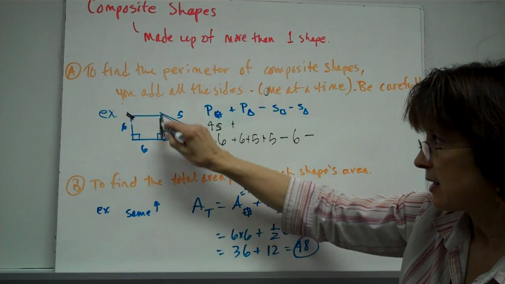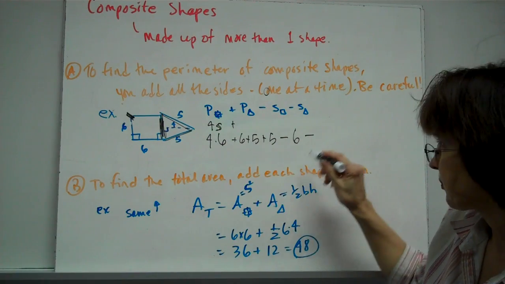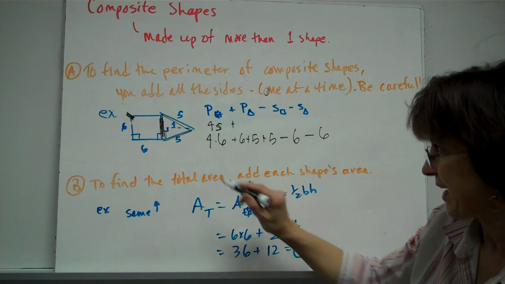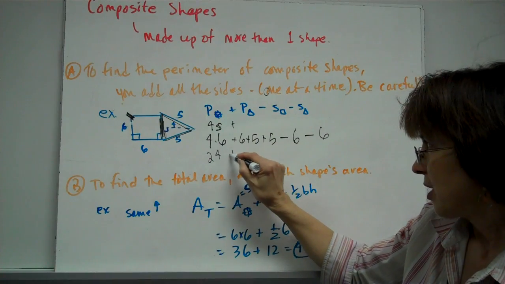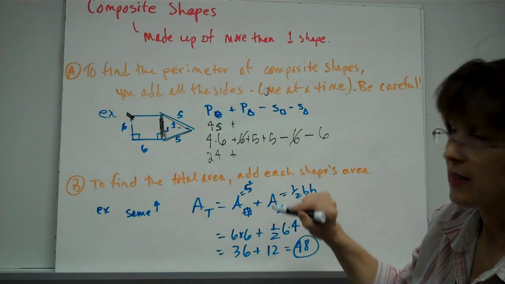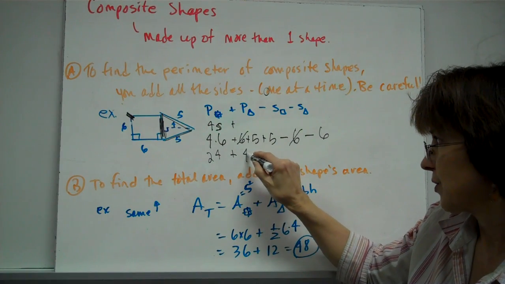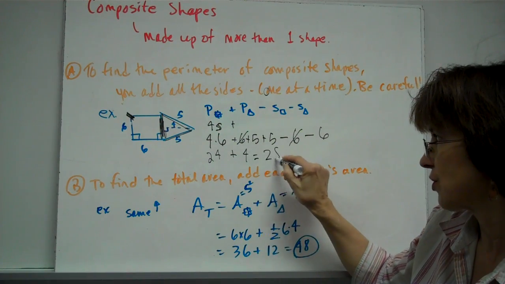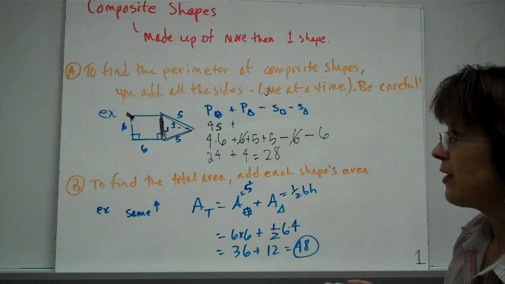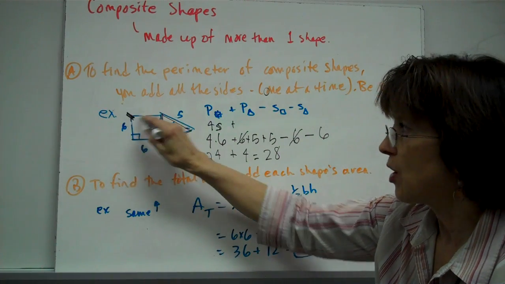I'd also have to subtract that same 6, because I included it in here. So after doing all that, this would be 24 plus 6 plus 5 plus 5 minus 6 minus 6, and knock that out. I have 10 minus 6, which is really 4. So 24 plus 4 is 28. That's one way.